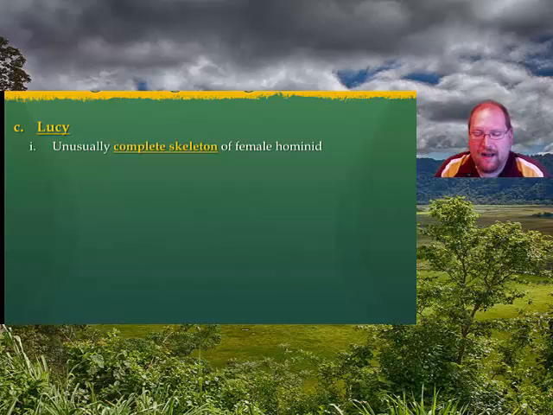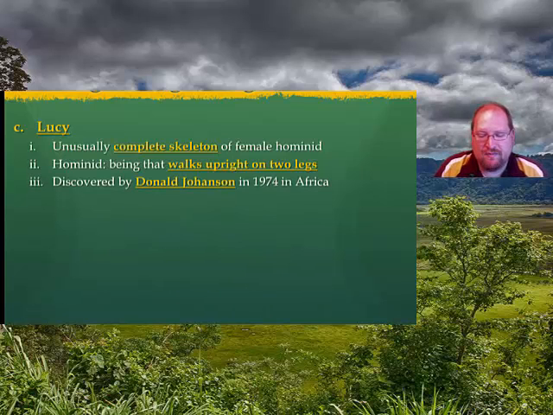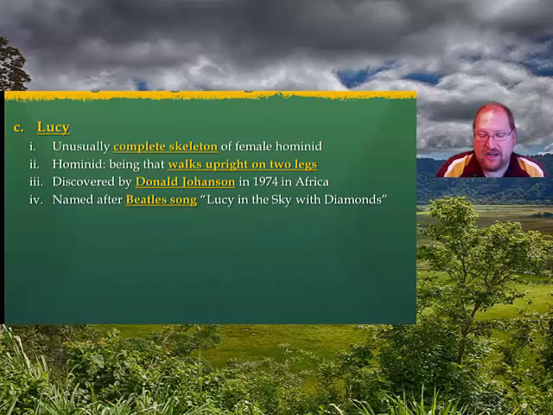What made this remarkable find was that it was an unusually complete skeleton of a female hominid. Hominid refers to a being that was able to walk upright on two legs. So whenever you hear that word hominid, think of some human-type being that walks on two legs. The discovery was made by Donald Johanson and his team in 1974 in Africa. This skeleton was named Lucy after the Beatles song Lucy in the Sky with Diamonds.